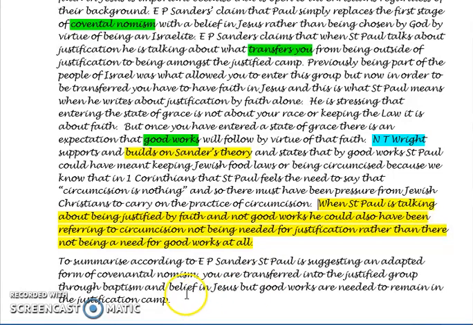Then, to bring me back to the question, if you have time, I have summarised my essay. And so to summarise, E P Sanders says St Paul is suggesting an adapted version of covenantal nomism. So I've got my language in there. You are being transferred, and that's almost a source of wisdom because that's E P Sanders' phrase, into the justified group through baptism and belief in Jesus. But good works are needed to remain in the justified camp.